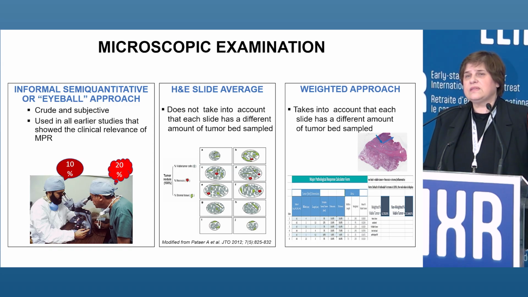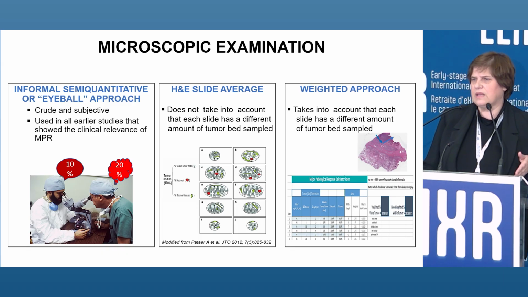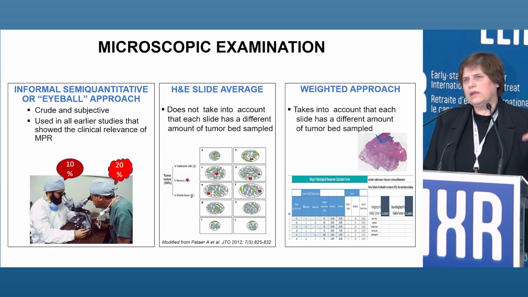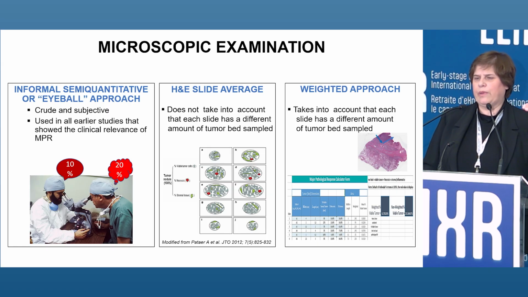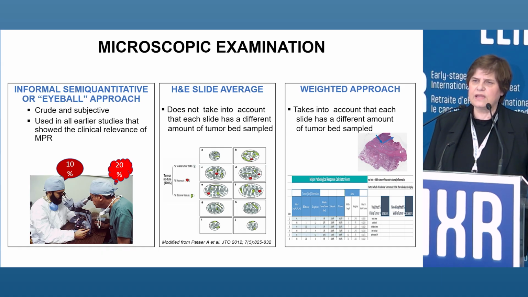But then everybody criticized that this is not good enough, we have to be better, and then came up with the proposal to do the slide average, which is basically you document the components of the tumor bed, viable tumor, necrosis, stroma, for each slide, you divide by the number of slides, and you get a number. But then the critique was that this does not take into account that each slide has a different amount of the tumor bed sample, so therefore it's not good enough. And then a few years ago, the most painful approach was suggested, the weighted approach, or so-called MPR calculator.